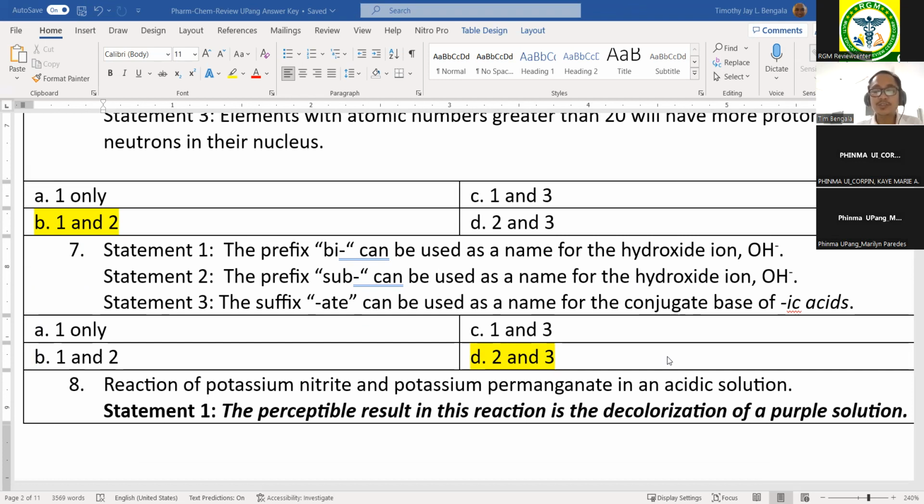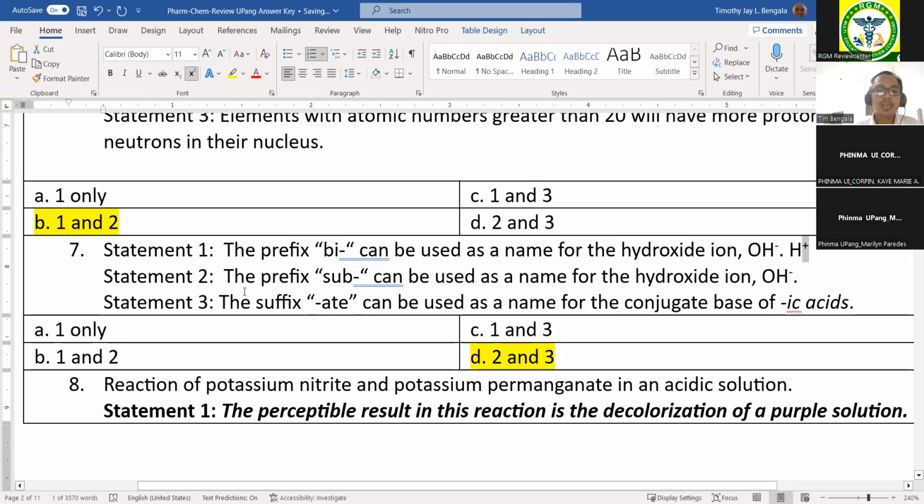Hydroxide pala ay yung sub. Yung bi would be yung hydrogen. Sorry. So the prefix bi can be used as a name for the hydroxide ion. So that's incorrect. It can be used for the name of the H+. Okay? So ito yung ginagamit niya. It's used as a name for the H+ ion. The prefix sub naman can be used as a name for the hydroxide ion.